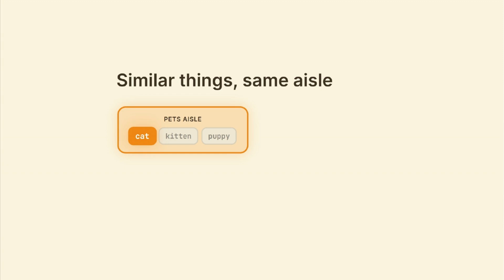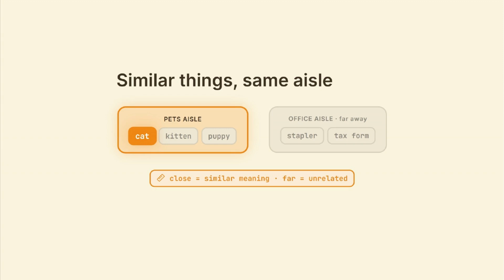Here's the layout rule in action. Cat, kitten, puppy, same aisle, shelved centimeters apart because they mean similar things. Stapler and tax form, other end of the store. And that gives you something powerful, a measuring tape. Want to know how similar 2 words are? Don't ask a linguist, measure the distance between their shelves. Distance is similarity, that's the entire trick. And everything else in this video is built on it.